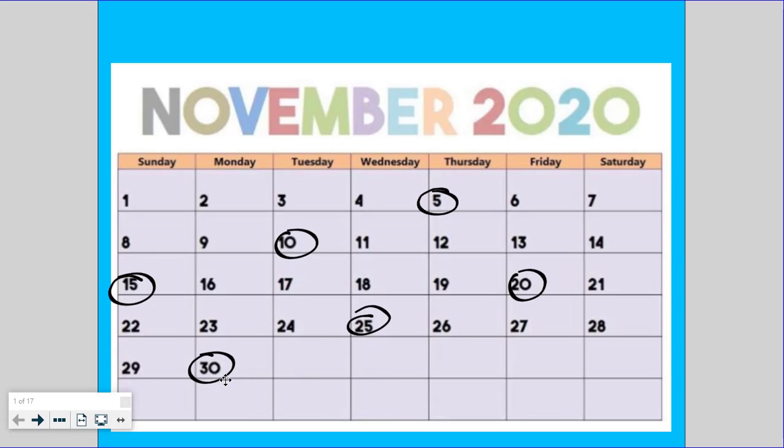All right, let's continue. And let's practice skip counting. Let's start by counting by twos. Okay, here we go. So let's count by twos to 20. 2, 4, 6, 8, 10, 12, 14, 16, 18, 20.